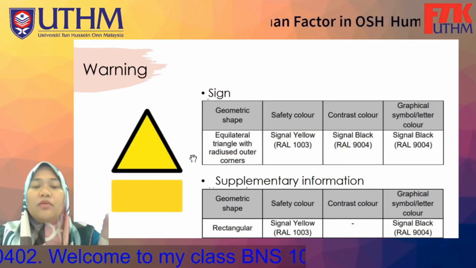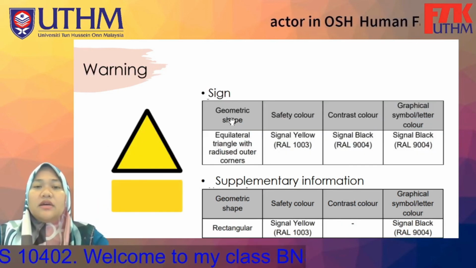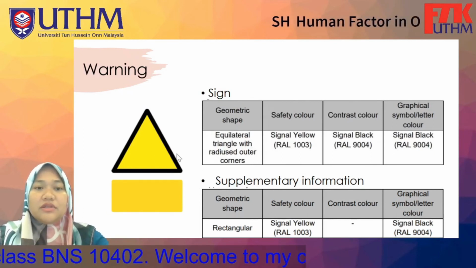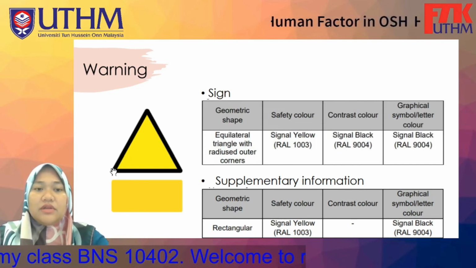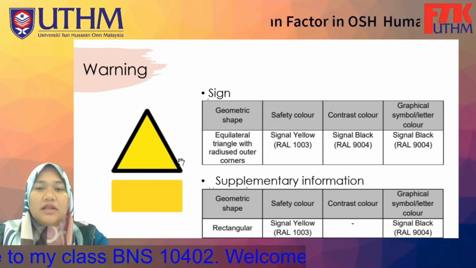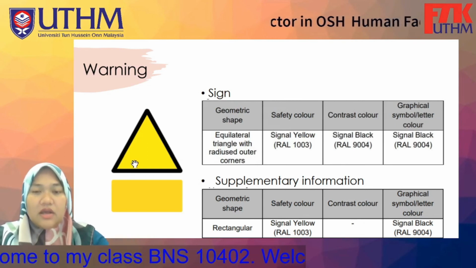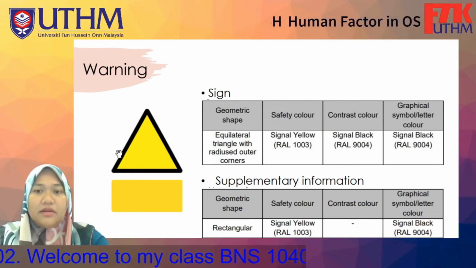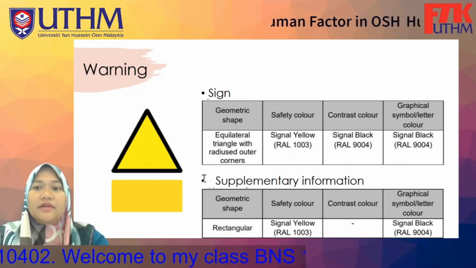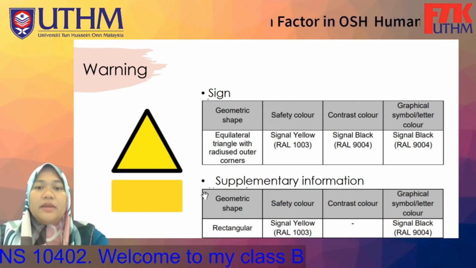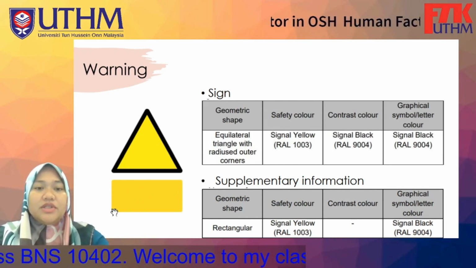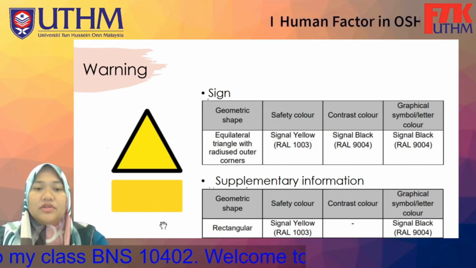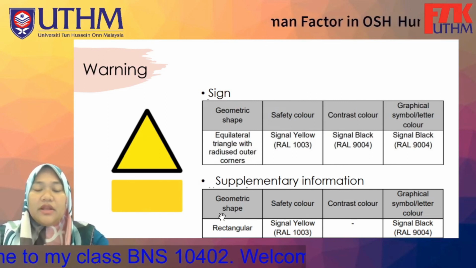For warning, the sign geometric shape is an equilateral triangle with radius outer corners. The safety color signal is yellow, the contrast color is black, and the graphical symbol letter color is black. Supplementary information has a rectangular geometric shape. The safety color signal is yellow, the contrast color is none, and the graphical symbol letter color is black.